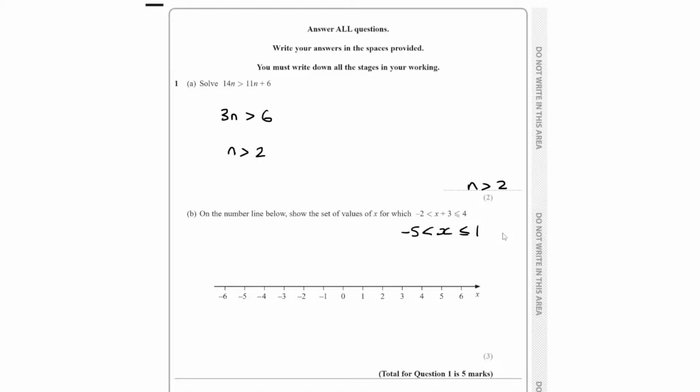Yeah, vectors and circle theorems. On this paper that we're doing today, the last question is a really hard vector one, so that's a good one we can at least practice.